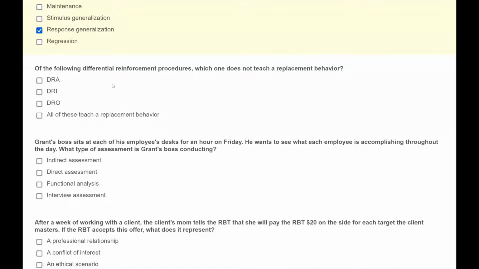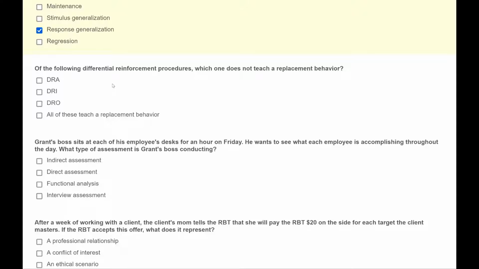Of the following differential reinforcement procedures, which one does not teach a replacement behavior? Differential reinforcement gives new people who are starting to study a lot of trouble. Remember, what are we doing with differential reinforcement? We're reinforcing a behavior or putting other behaviors on extinction, okay? Well, we need to be careful.